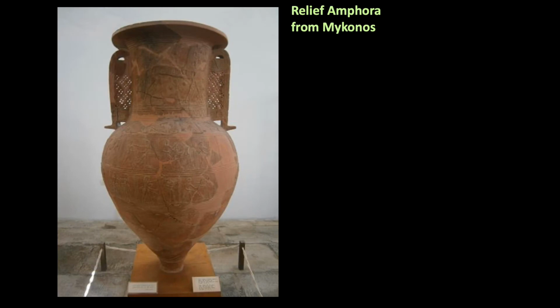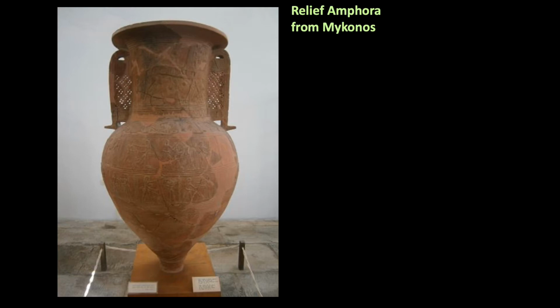Now, one last one I want to show you is this vessel here. Oh, this is not the last one, but an important vessel I want to show you. It's called a relief amphora. It's a large vessel from the island of Mykonos. It has these crazy handles in it. There's two of them that makes it an amphora, but they're almost solid, and they have little windows in them. And it's called a fenestrated amphora.